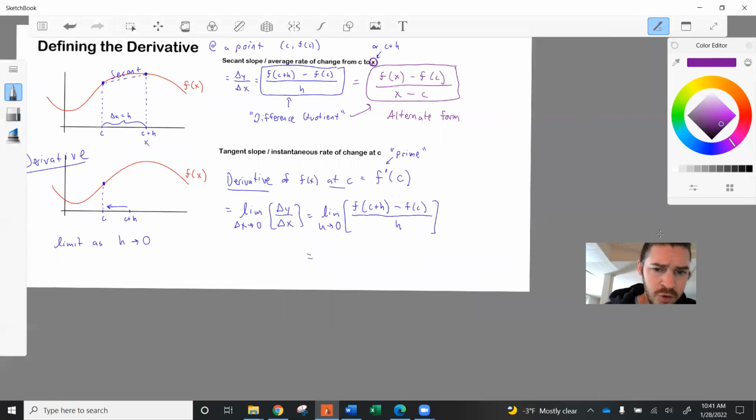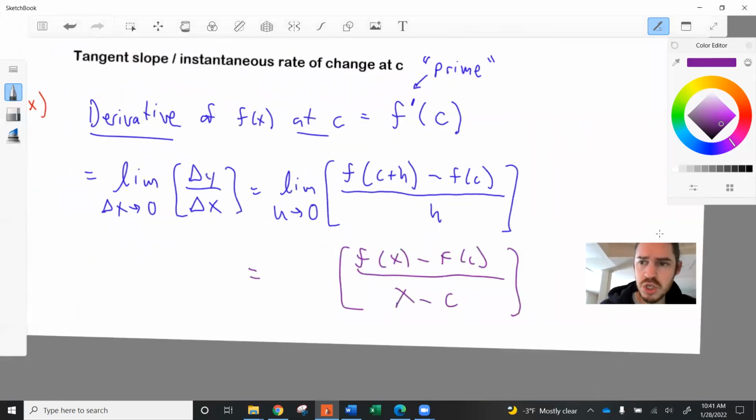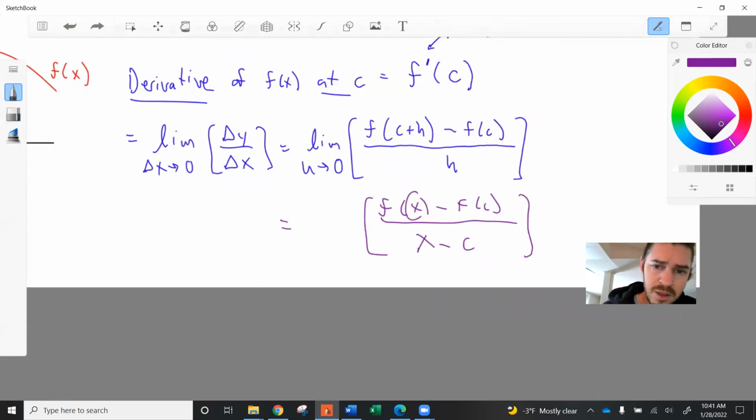We can do the alternate form down here as well. f of x minus f of c all over x minus c. Now, in the original form, the variable is h, right? H is the thing that's approaching 0. In the alternate form, x is the variable, but x doesn't approach 0.